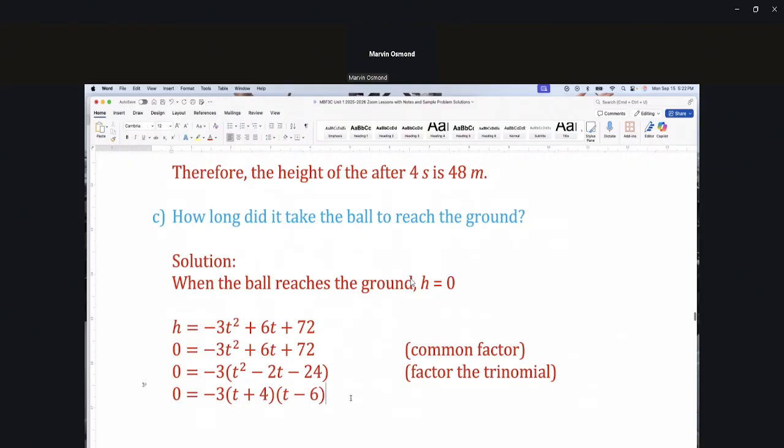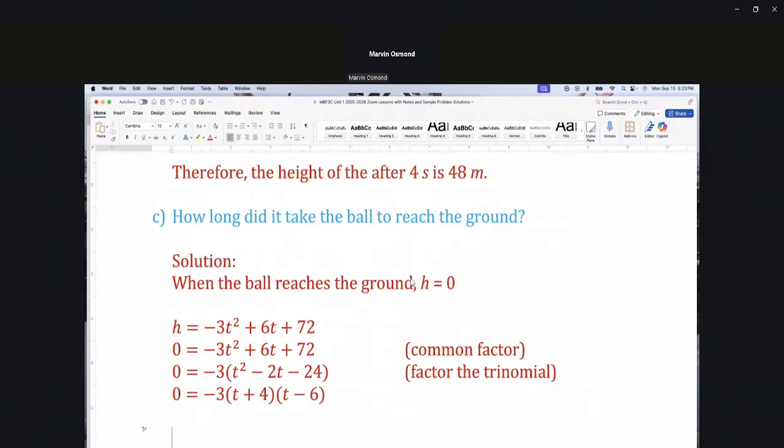Now don't forget that the zeros or the roots are the x-intercepts. And the x-axis in this particular problem represents the ground. And the y-axis represents the cliff. So we've used the y-intercept form to find the height of the cliff. So now this is going to tell us how long it takes the ball to reach the ground.